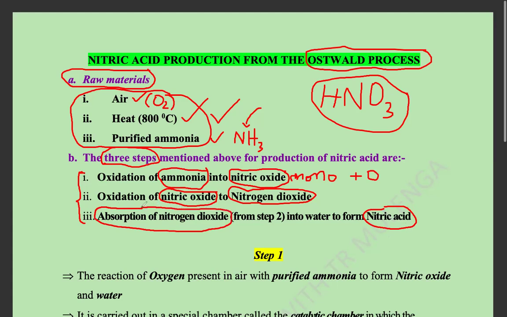So nitrogen dioxide absorbs water within itself, and then the acid is formed. But unfortunately, because water is absorbed, you'll find that this process does not actually produce 100% concentration of nitric acid. We're going to look at that as we go further.